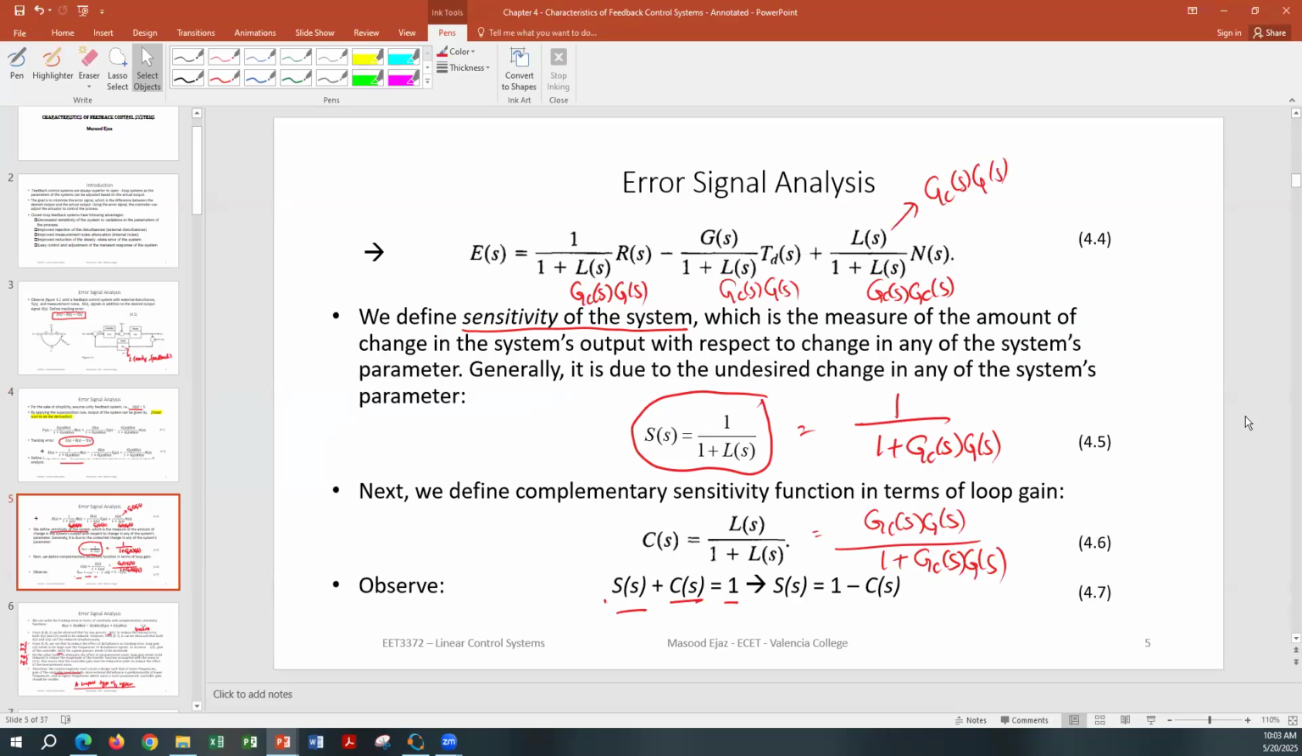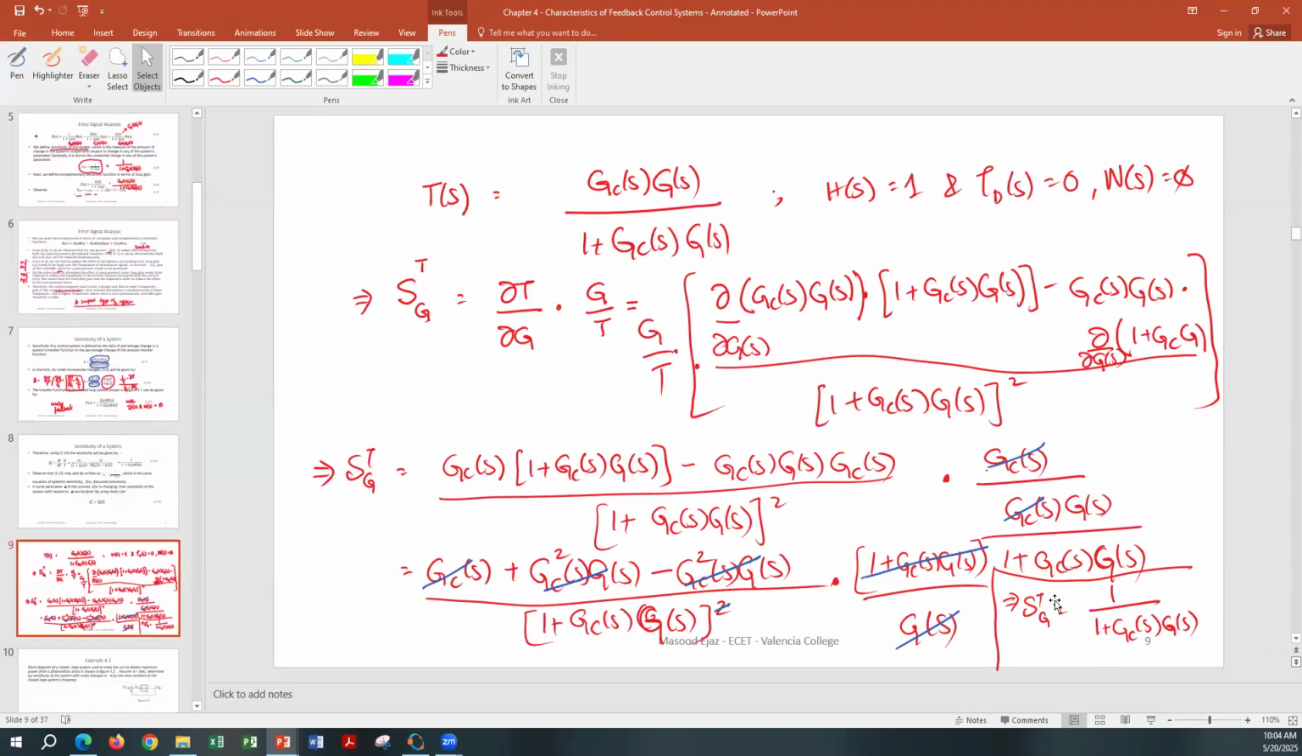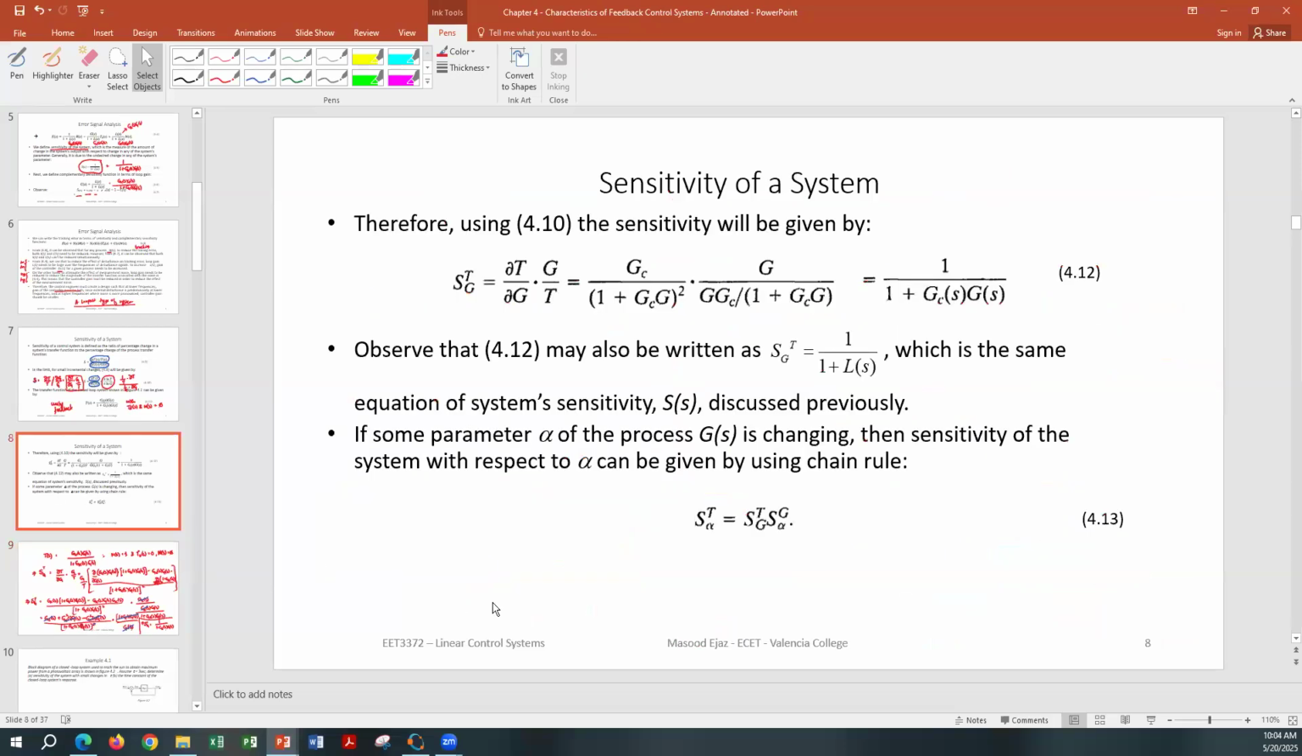So although here we did not do any derivation, we just defined the sensitivity of the system by that equation. But as you can see, after we did the derivation, it came out to be the same expression, 1 over 1 plus GC(s)G(s). So the sensitivity of the system with respect to the changes in the process, this is how we read it. The sensitivity of the transfer function with respect to changes in the process is given by 1 over 1 plus the loop gain, and the loop gain is GC(s) times G(s).